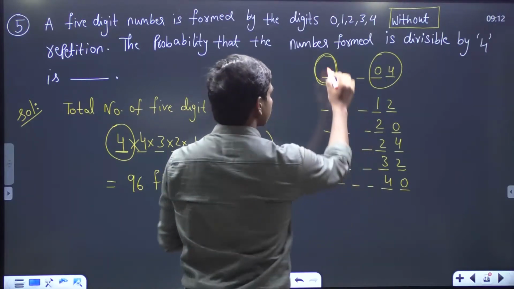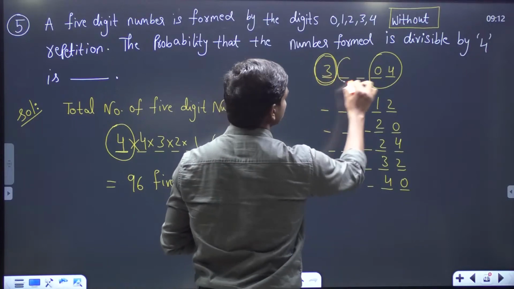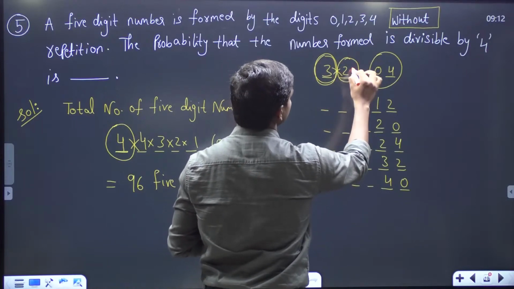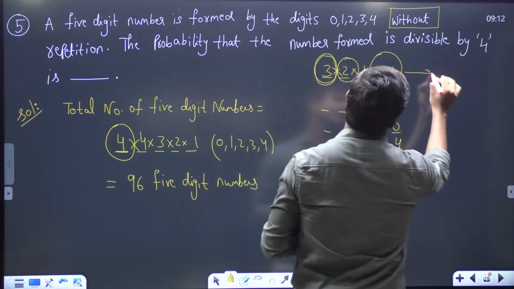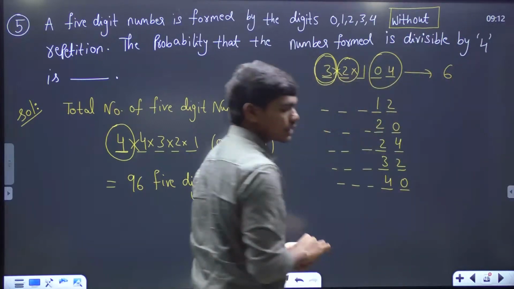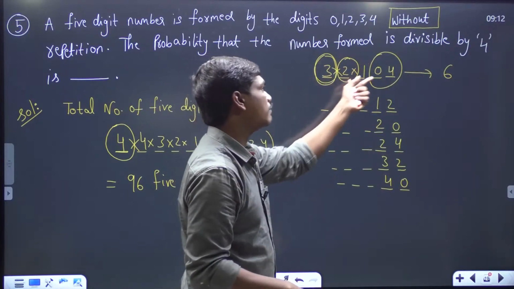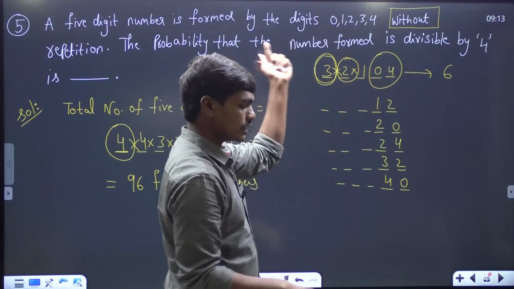Three choices, correct? Next, to fill this, I have 2 choices, and to fill this, I have 1 choice, which means you can form 6 numbers totally, which have 0, 4 in the ending and use these digits.